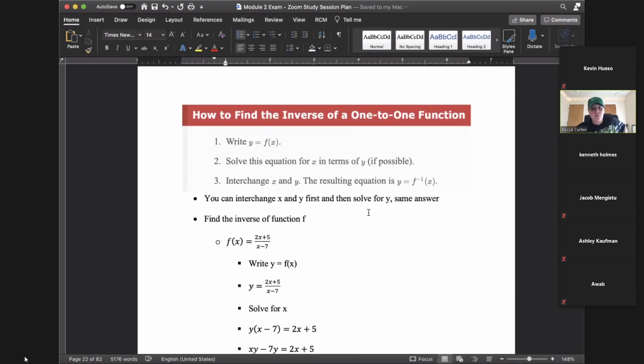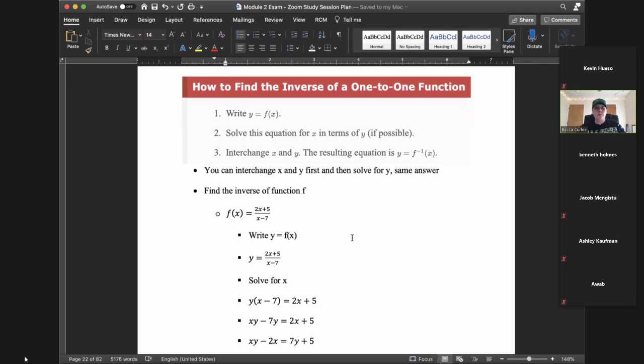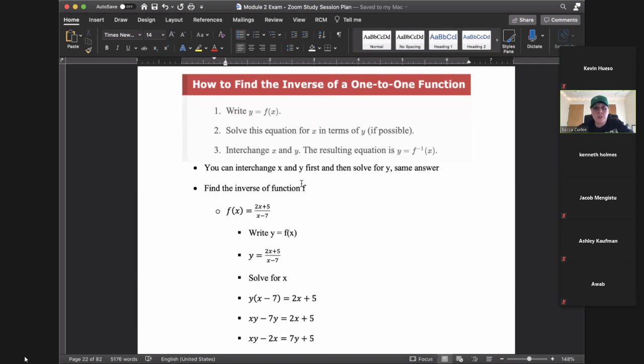How to find the inverse of a one-to-one function. The first thing you want to do is write y equals f of x. So instead of having f of x equals 2x plus 5 over x minus 7, you're going to have y equals 2x plus 5 over x minus 7. Then you solve the equation for x, and then you interchange x and y. You can also interchange x and y at the beginning if you want to. It's really up to you. I like to do it at the end. You'll get the same answer as long as you remember to interchange x and y.